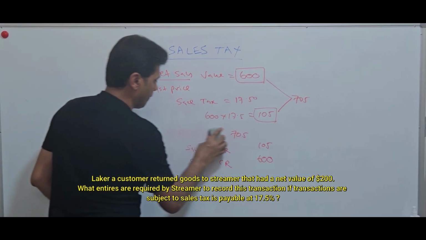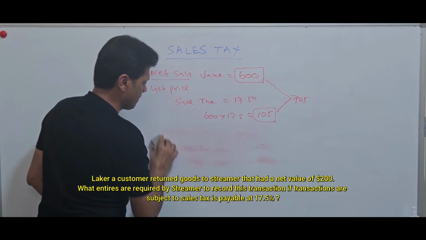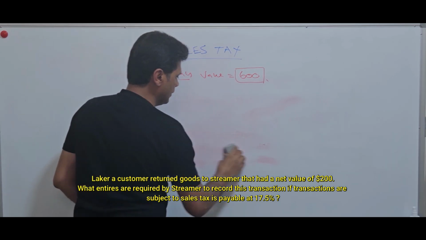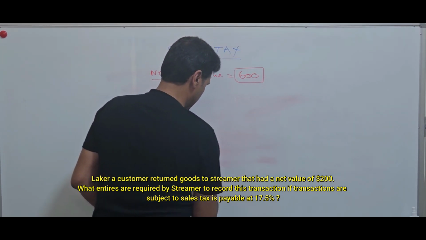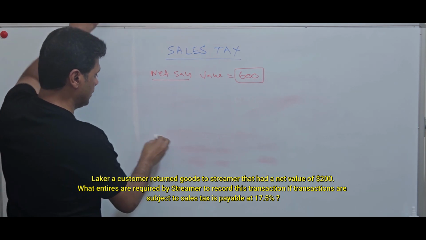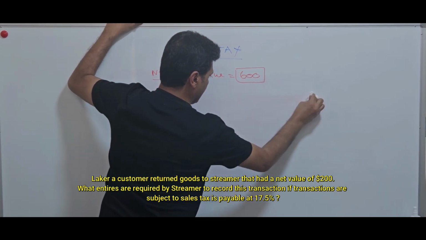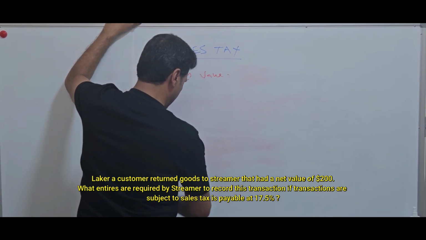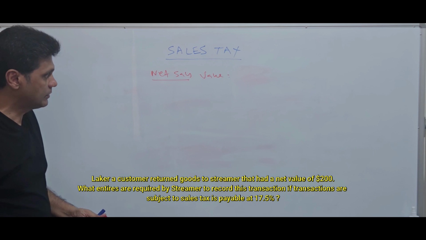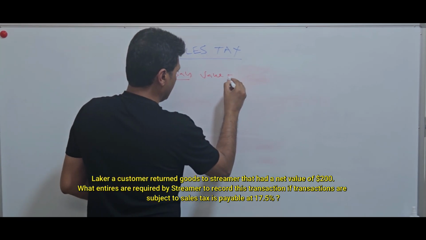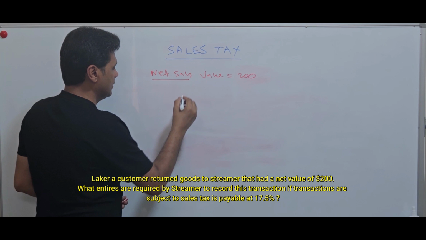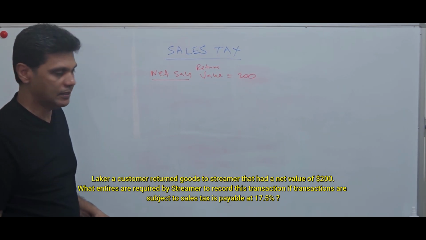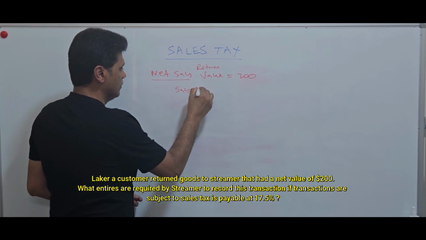Later, a customer returned goods to streamer that had a net value of 200. Now they are talking about what? Purchase returns. Not purchases return. Oh, sorry, sales returns. Yes, sales returns. So how much is the sales return? 200, net sales return. The value is 200. How much is the sales tax amount? 17.5%.